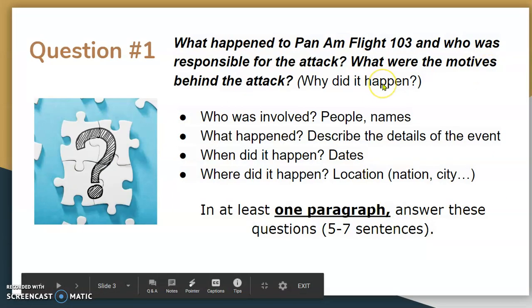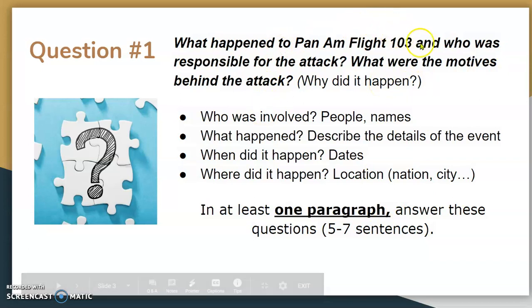Okay, question number 1. What happened to Pan Am Flight 103 and who was responsible for the attack? What were the motives behind the attack? In other words, why did the attack happen? There was a reason. It wasn't that somebody just randomly said, I want to commit this attack. There were actual politically motivated reasons behind these.